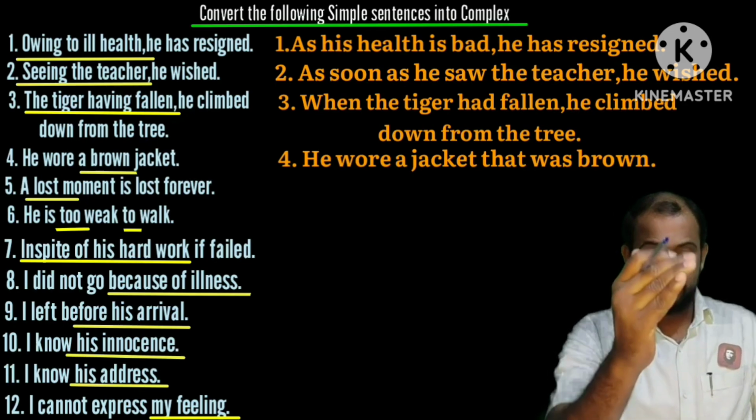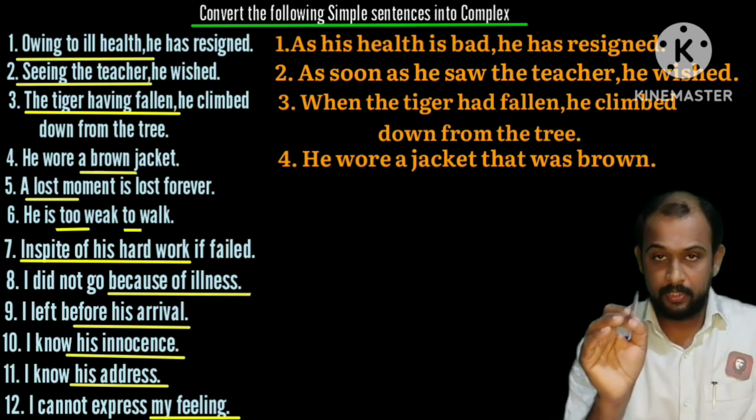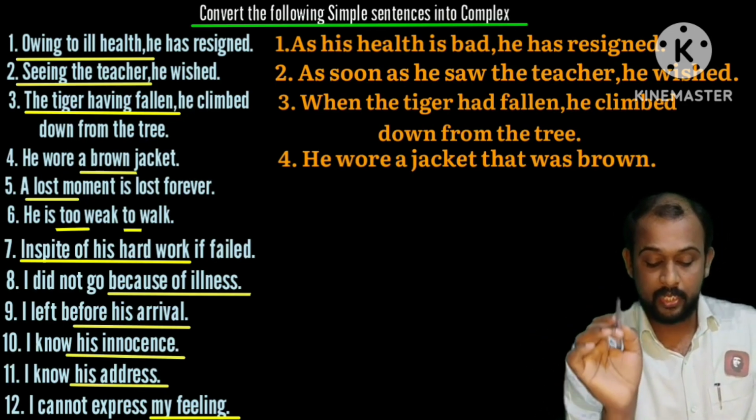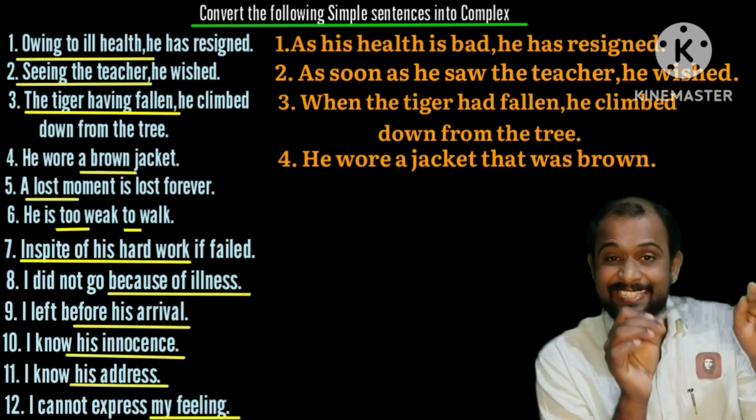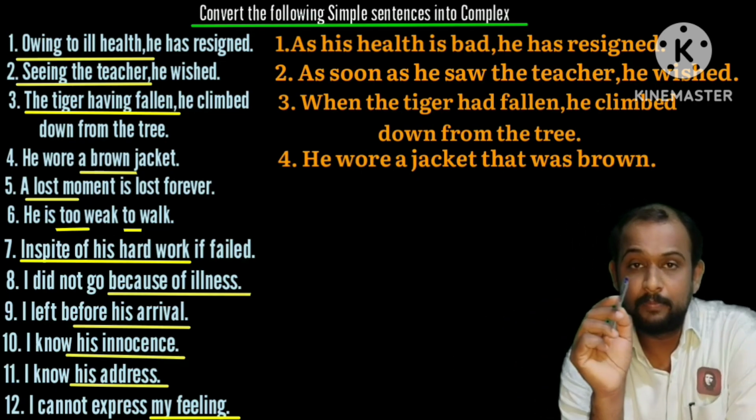The adjective clause describes the antecedent. See question number 4. He wore a jacket that was brown. That was brown describes the jacket. So the jacket is the antecedent. That was brown is the subclause here.